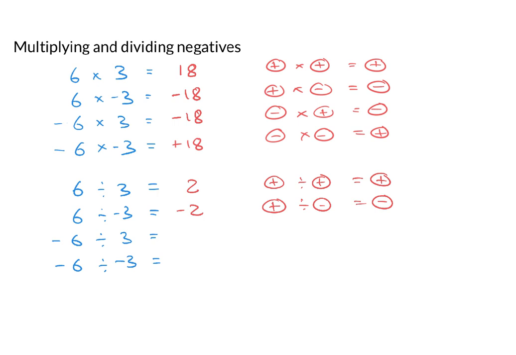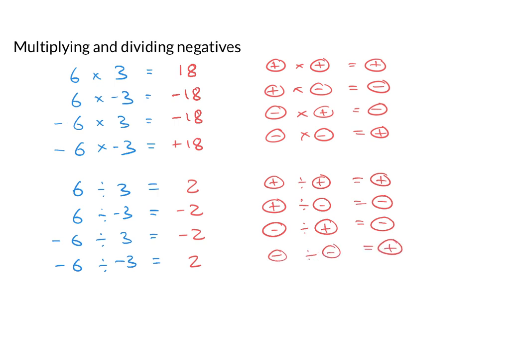Then we have negative 6 divided by 3. That is a negative divided by a positive, giving us a negative answer. Negative 2 in this case, so negative divided by a positive gives us a negative. And finally, a negative divided by a negative gives us a positive answer. So negative 6 divided by negative 3 is just 2. A negative divided by a negative equals a positive.